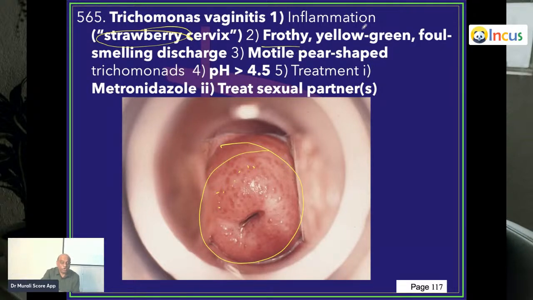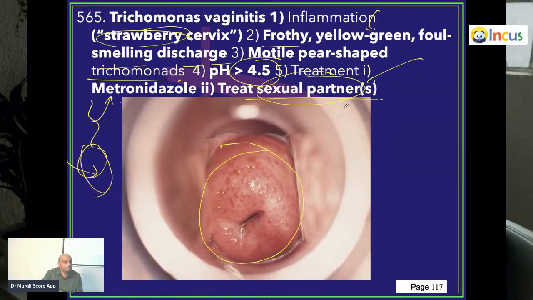Then frothy yellow green foul smelling discharge, motile pear shaped trichomonas, right? So all this, everything related to food. Strawberry is food, fruity odor is food. Then pear. Hunger, paupers become ultimately pathologists to describe everything like fruits. pH more than 4.5. And metronidazole, and also treat the sexual partner because he is part of the crime, right? He is a crime partner.